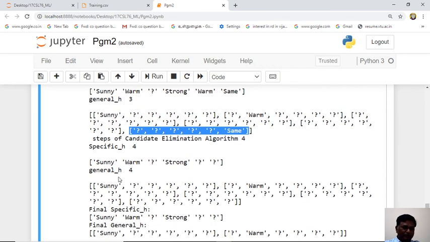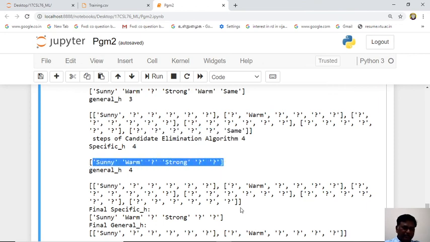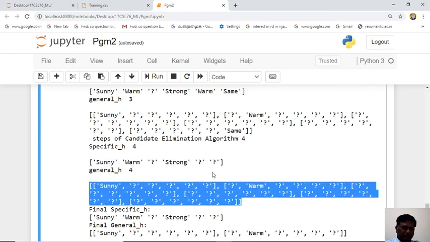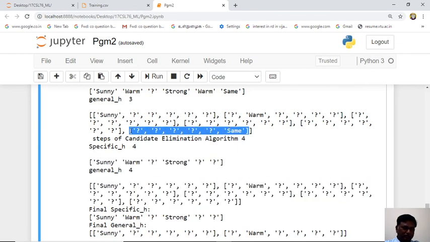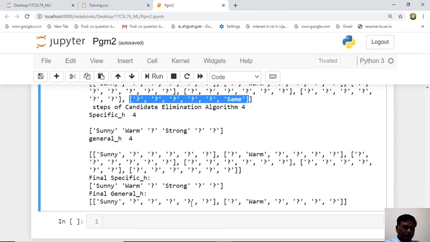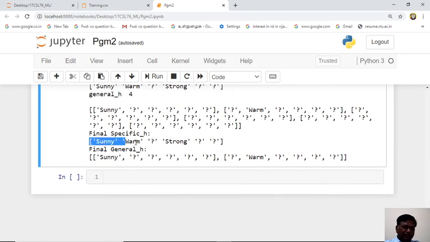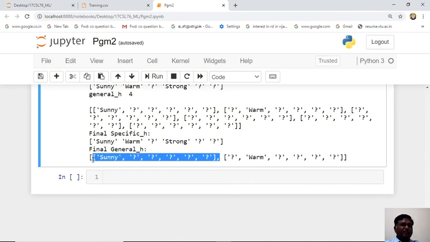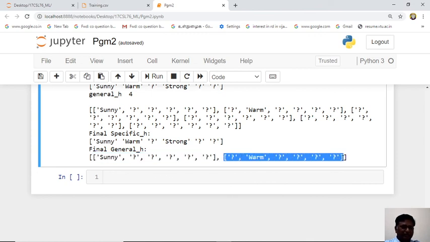When the fourth input comes, that is a positive case, so it is updated and simultaneously it is updating your general case. So the last is removed, the same is removed. It has put question mark. The final output is written. So specifically you can tell, whenever you see sunny, warm, strong, that day you can enjoy the game. How can you generalize? You can generalize, whenever outlook is sunny, you will enjoy the game. That is one generalization. The other generalization is, whenever temperature is warm, you will enjoy the game. So that is the second generalization.